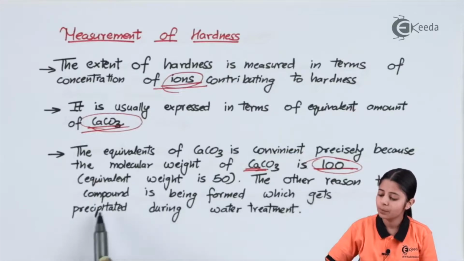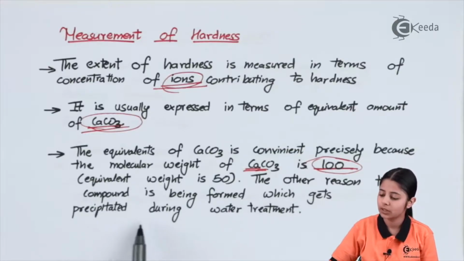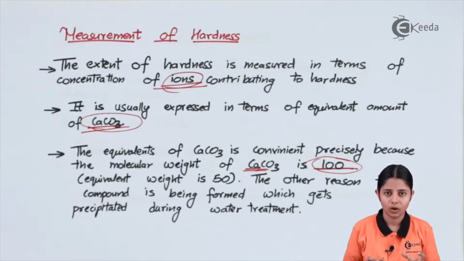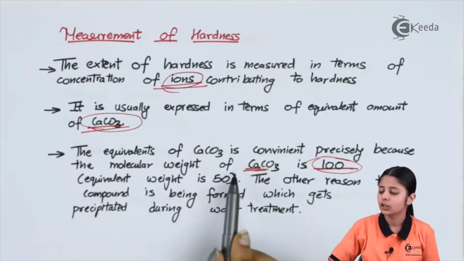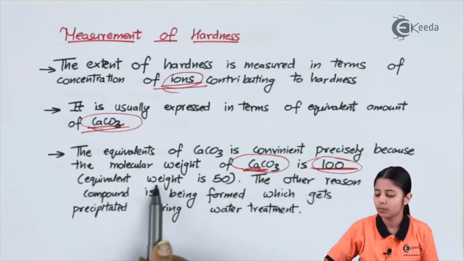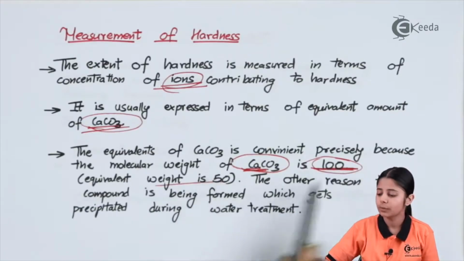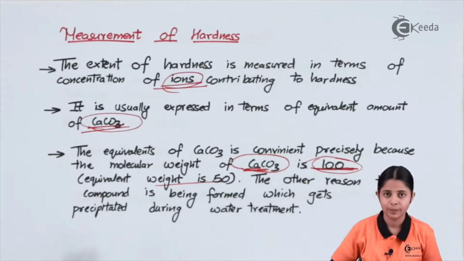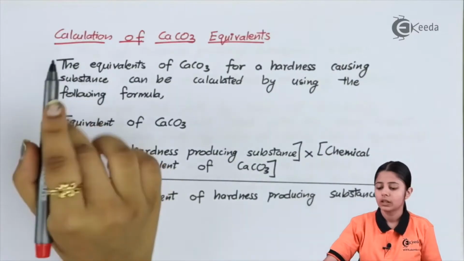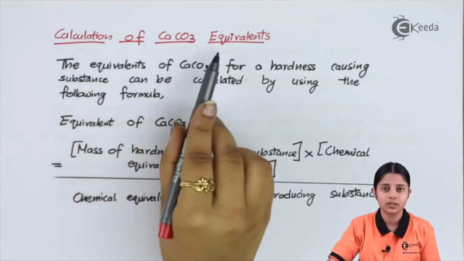The other reason is that this compound is formed and gets precipitated during water treatment. So whenever we are treating calcium carbonates or bicarbonates, or whenever we are going to treat calcium chloride, one precipitate which generally will form is CaCO3. There are two reasons for using CaCO3. Firstly, its equivalent mass or the molecular weight; both of them are very easy when it comes to calculations. The second is because of the precipitate it forms, and both of these reasons are extremely important. Now let's see the calculation of CaCO3 equivalence.